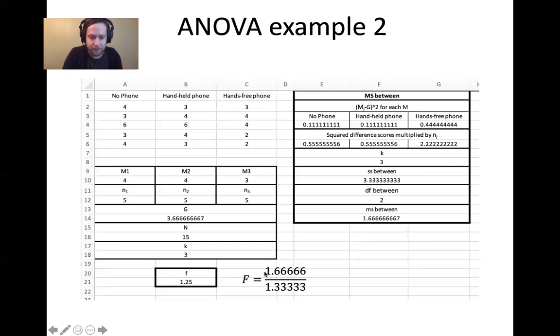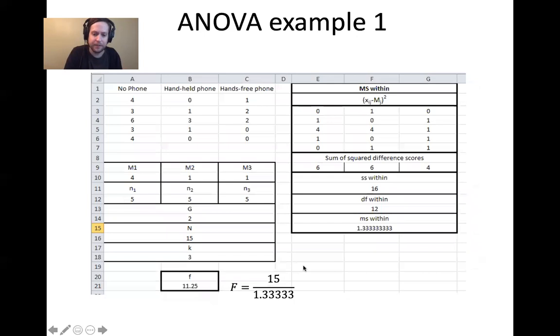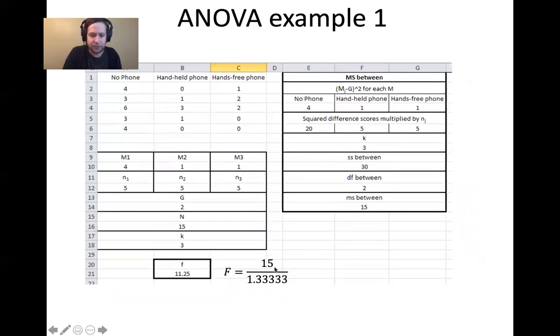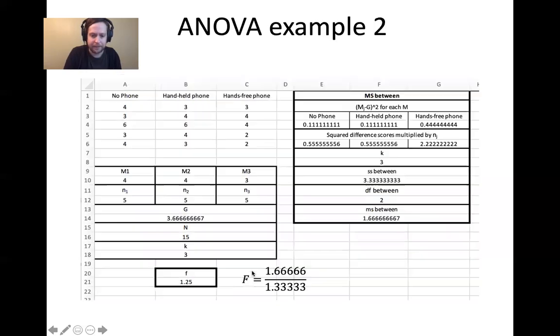Now, once again, though, the MS between has changed. In the original example, MS between was 15. MS within was 1.3, repeating. In this example, now, MS between is 1.6, and our MS within has remained at 1.3. And a question I have for you is, why did MS between get smaller? Anyone know why the MS between got smaller?